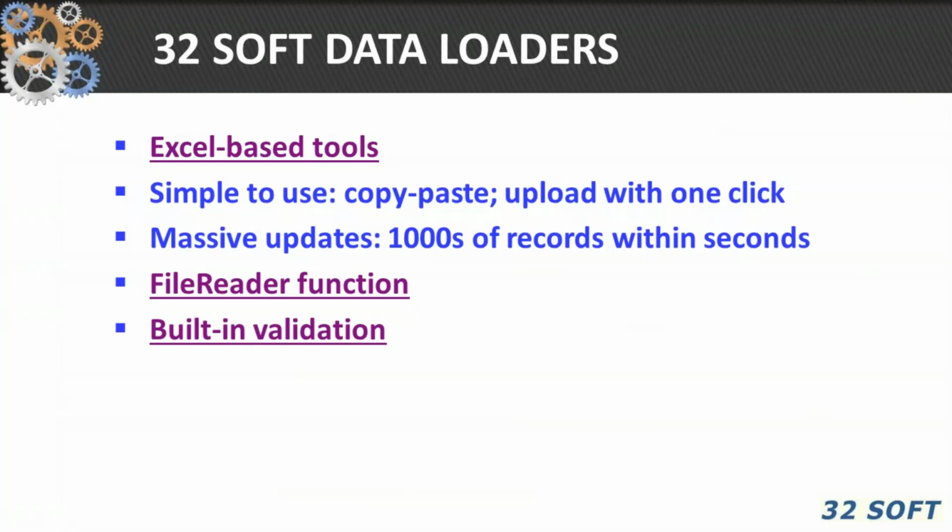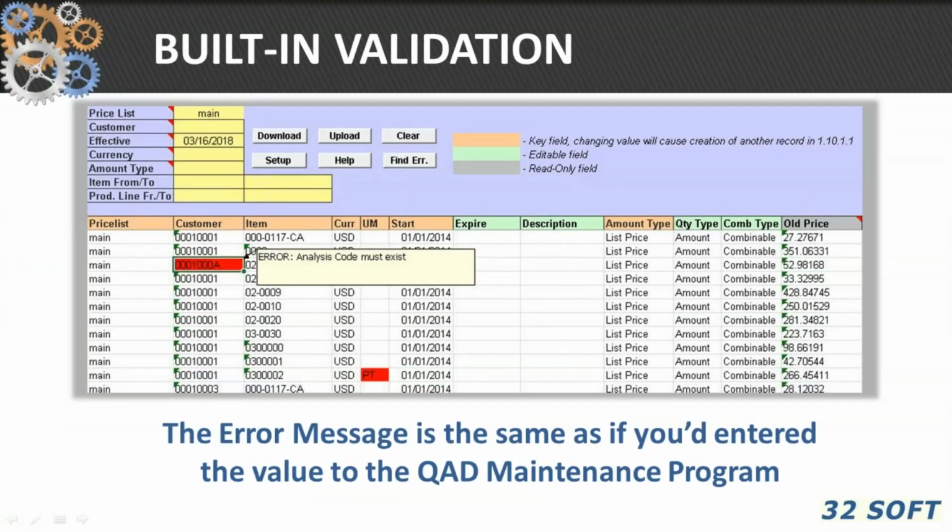There is built-in validation, and I should say there are multiple validation layers in each data loader. Without going into the greater technical details, the genuine QAD validation logic is performed. For example, if the value in a cell is not good, it will be highlighted with red, and the error is presented when you place the mouse over that red cell, as shown here on this print screen. The error message is exactly the same as if you would enter this value into the QAD maintenance program manually. We also have a find error button here, which helps you navigate from one error to another, since you might have thousands of records on the spreadsheet, and it's hard to visually scroll and find those red highlights. So this button will help you with that as well. Okay.